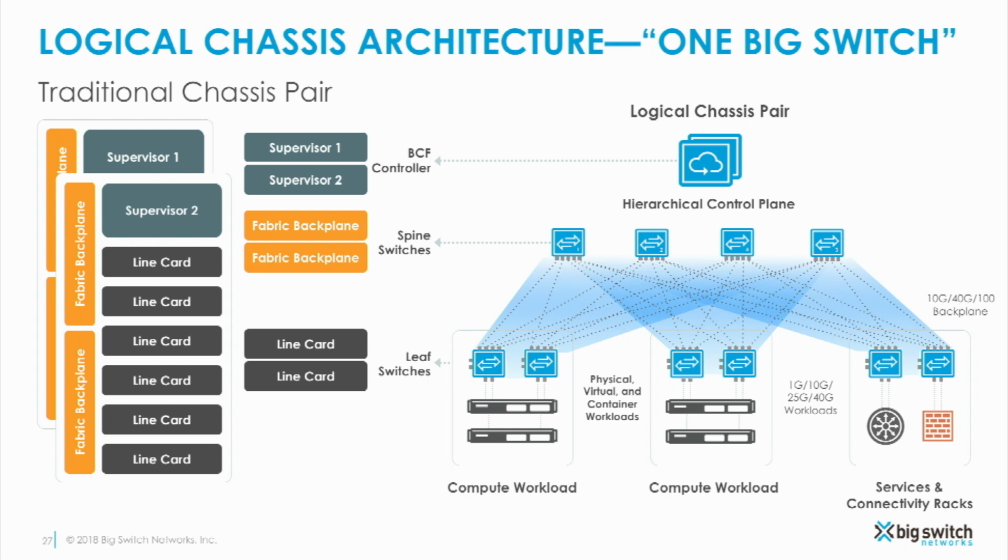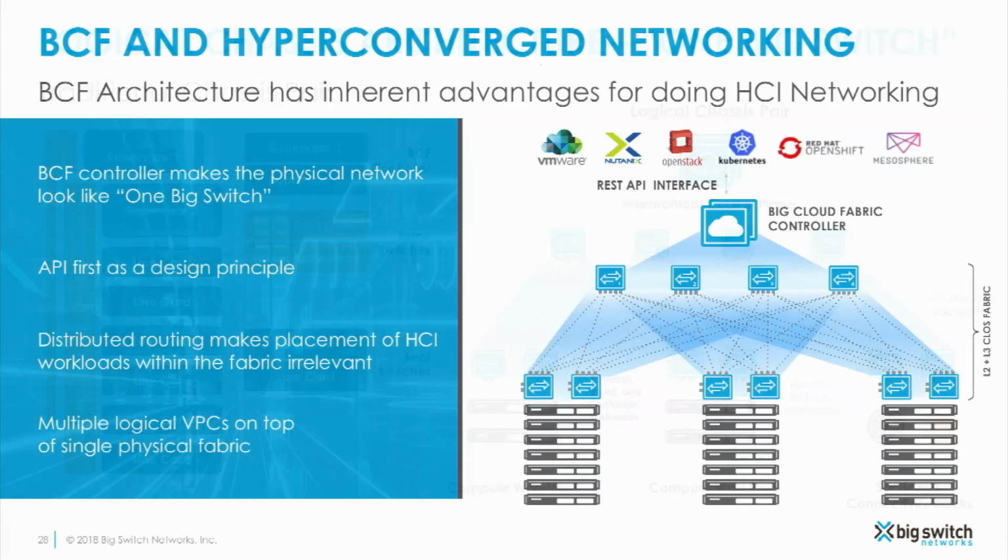But we have gone further, right? So the next step beyond this is to use BCF for hyperconverged networking. So the first step into getting into hyperconverged networking is to integrate with all of these orchestration systems. You have VMware, you have OpenStack, you have containers, and the latest one is Nutanix. So what we've gone and done is built plugins for each of these, right? They integrate with the orchestration system, and then they use the REST API interface to make calls to BCF and program the network. And this gives a very tight coupling between the orchestration system and your network.